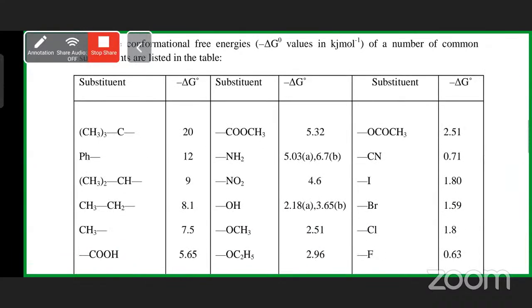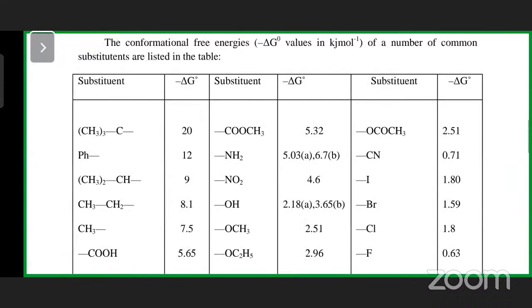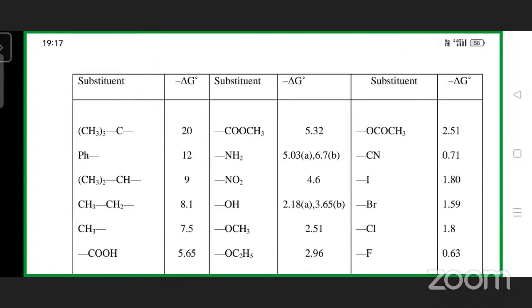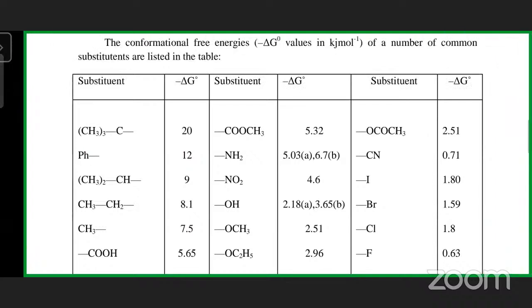Yeah. So here the table is given, the substitutions, right? Upon the variety of substitutions, how will they affect the stability? The presence of a variety of substitutions, how will they affect the stability, and what will their free energies and enthalpy values be?